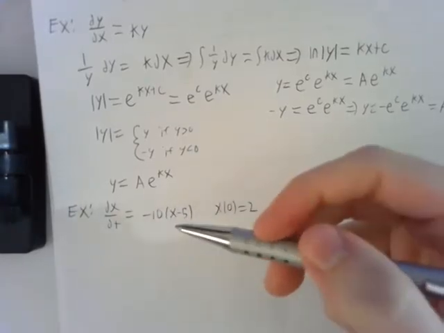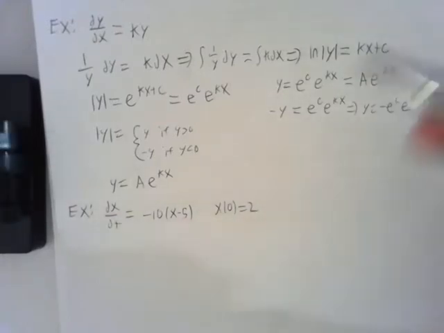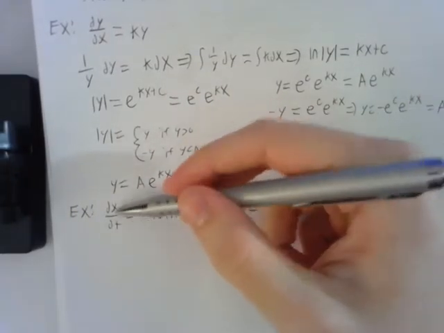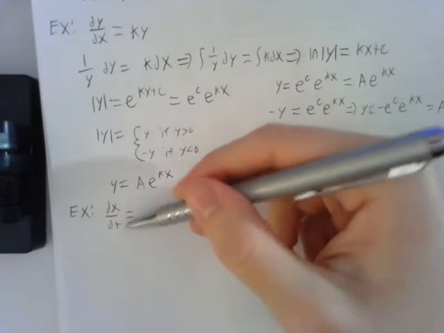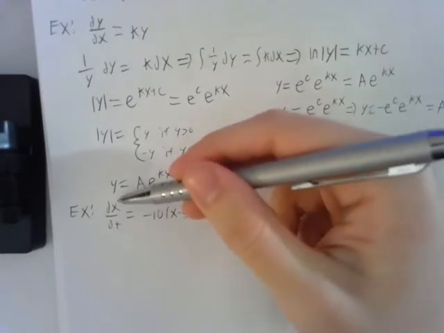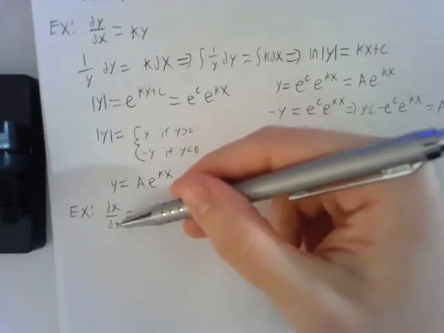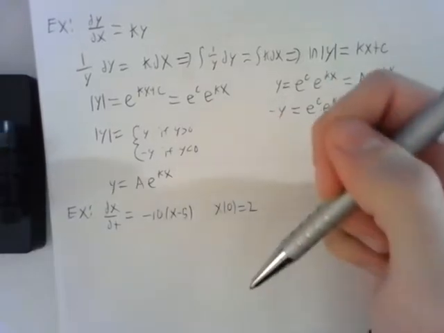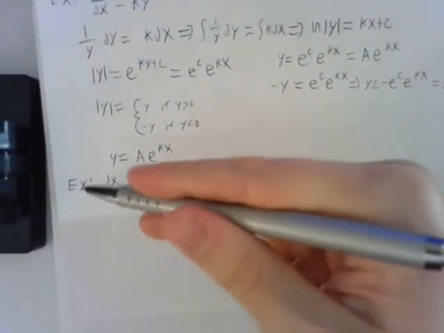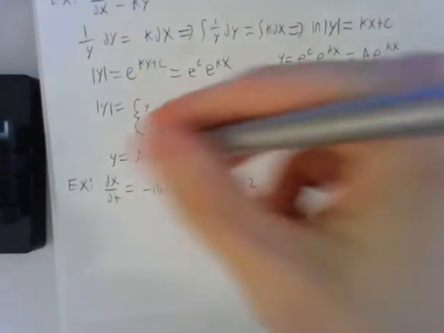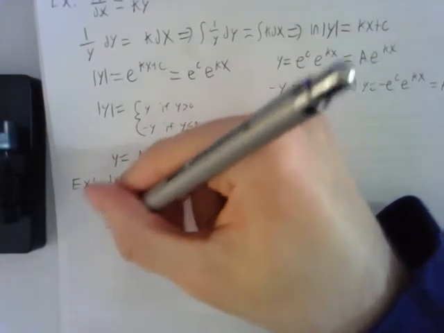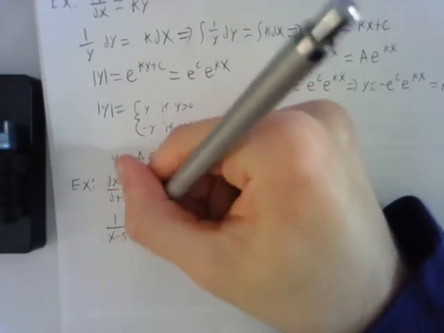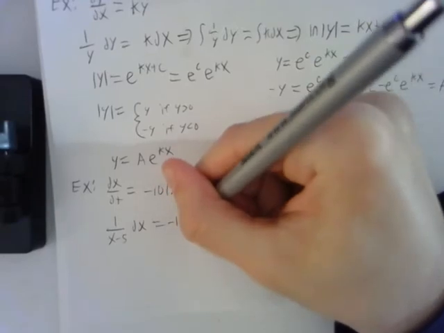So the first step, as always, is to separate the variables. In this case, I am using different letters for my variables in the problem. I have t for my independent variable, x is my dependent variable, but the procedure is still the same. We want to get all the x's on the left, all the t's on the right. So we'll get 1 over x minus 5 dx equals negative 10 dt.